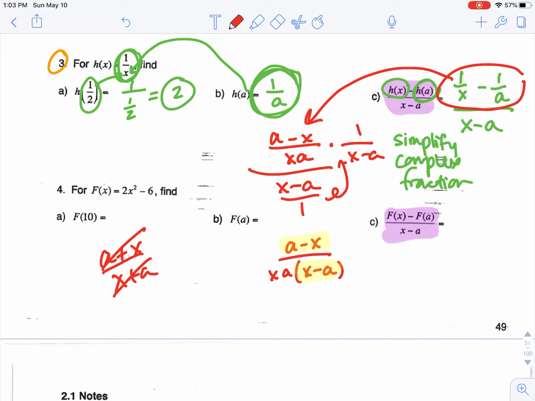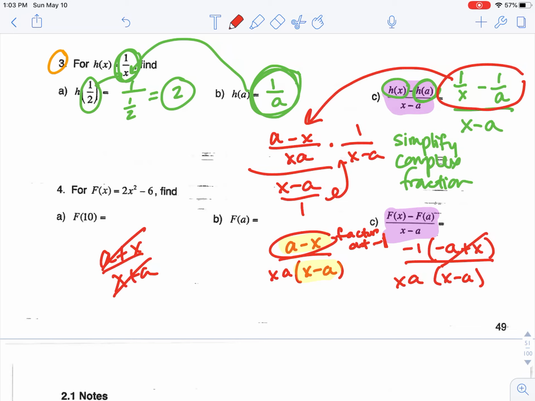So what you have to do technically when it's subtraction is factor out a negative 1 from one of them. So from the top, if I take out a negative 1, I'd be left with negative a plus x. On the bottom, I would still have this all the same. And notice this is now the same as that, and they can cancel. They're just in a different order. This is the same as x minus a, right? And so those cancel. So now I'm left with negative 1 over xa. And that is my final answer.